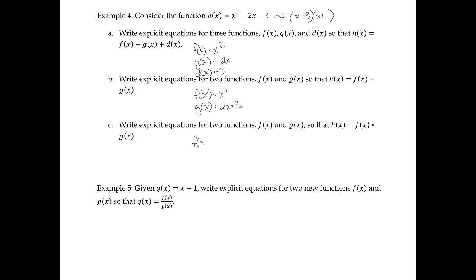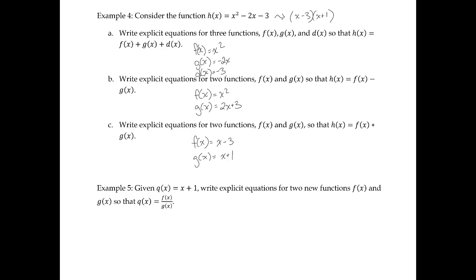But f of x, so once I've factored it, f of x could easily be one of those 2 factors, and g of x could be the other. So that's kind of how I would tackle that question.